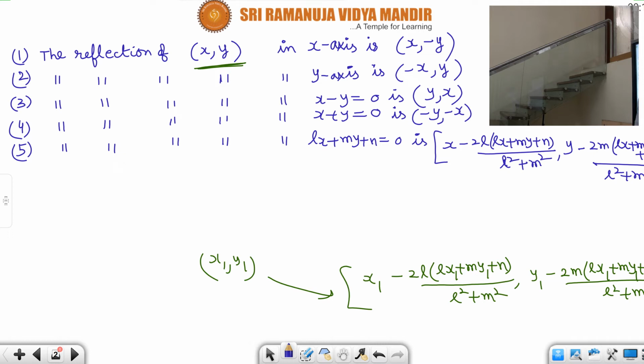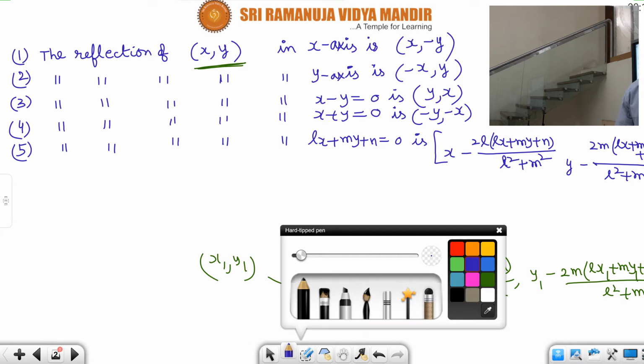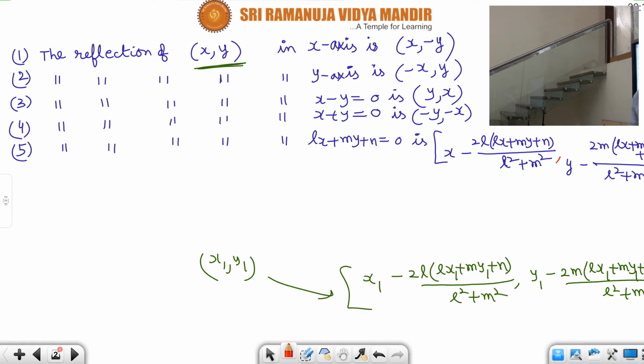L square plus m square denominator only for what? Second part, not for y. Not for y. Okay. That I'll write it clearly here. Y minus here. Okay. And this also I'll write it clearly. I'll remove this x minus. X minus. Correct. This is comma. I'll put the comma with a different color. Say red color. Okay. Right.